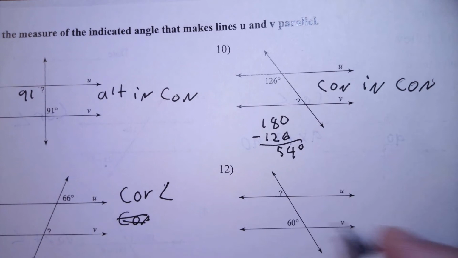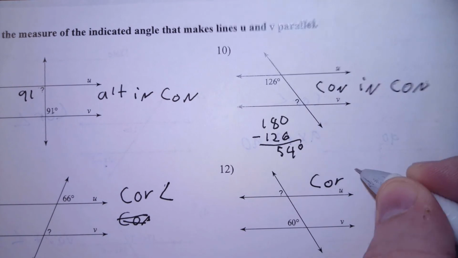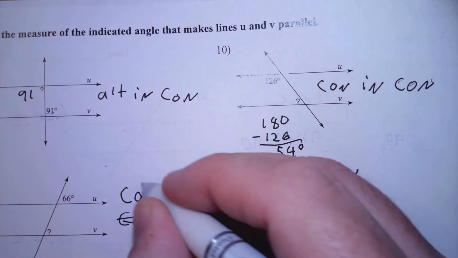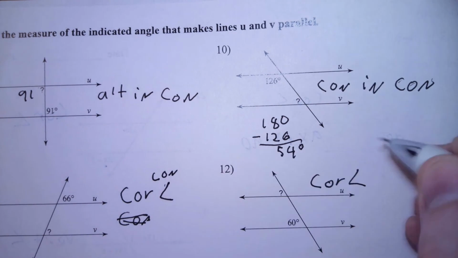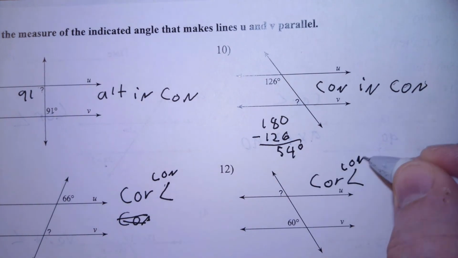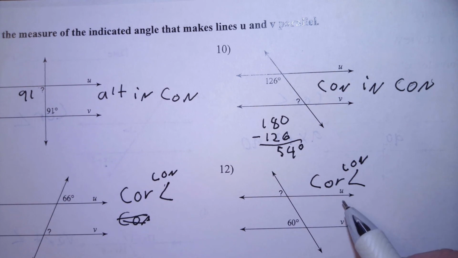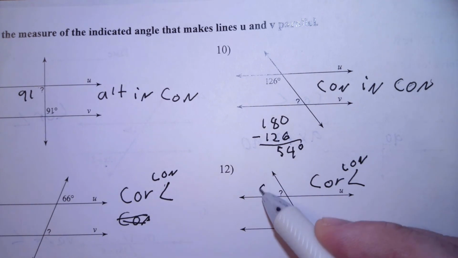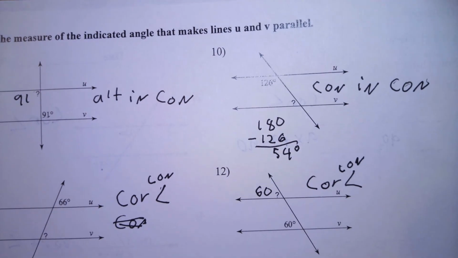12. This is also corresponding angles. Corresponding angle converse, which is just the corresponding angle theorem backwards. And remember, corresponding angles are congruent, so this would, of course, be 60. So hopefully we're getting that.